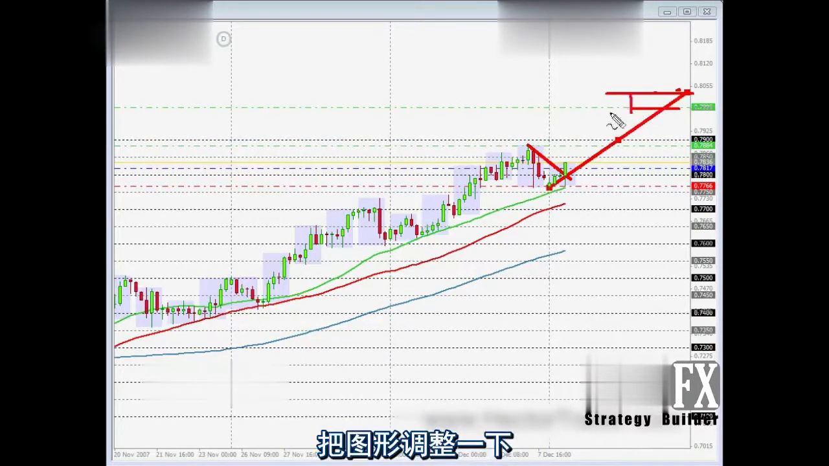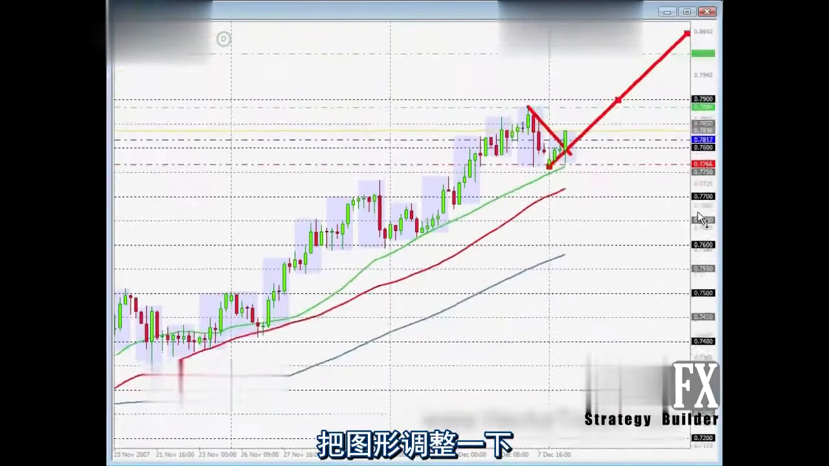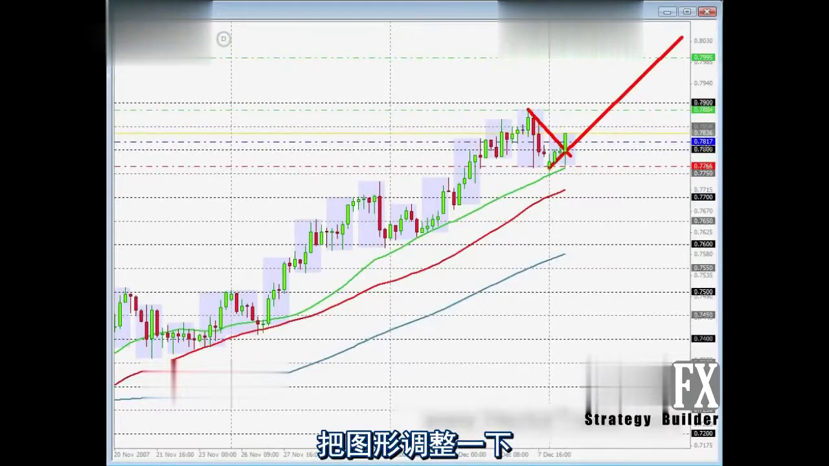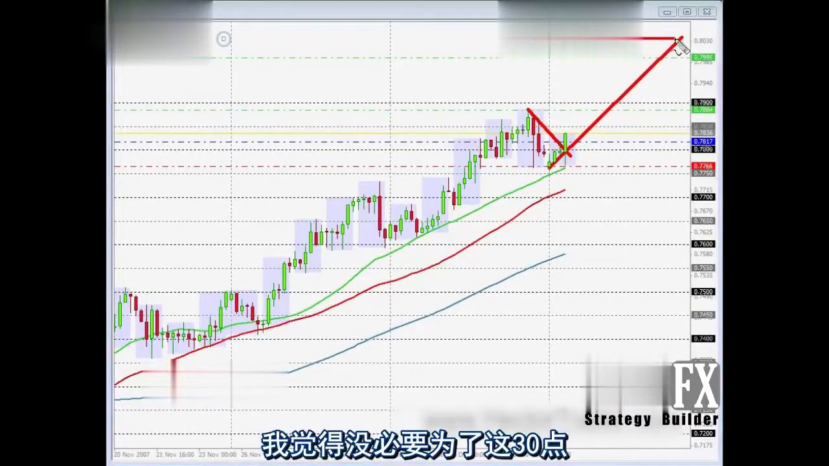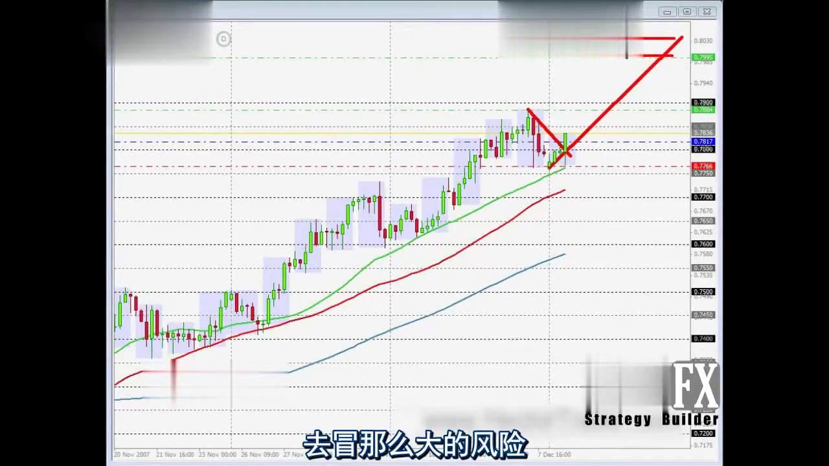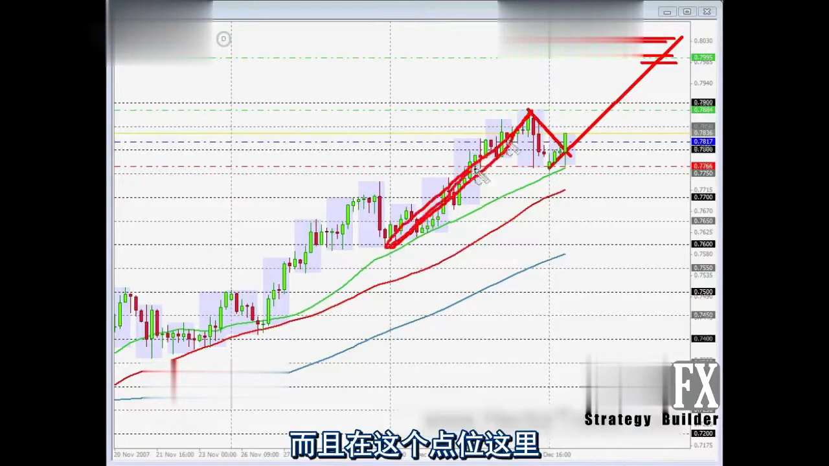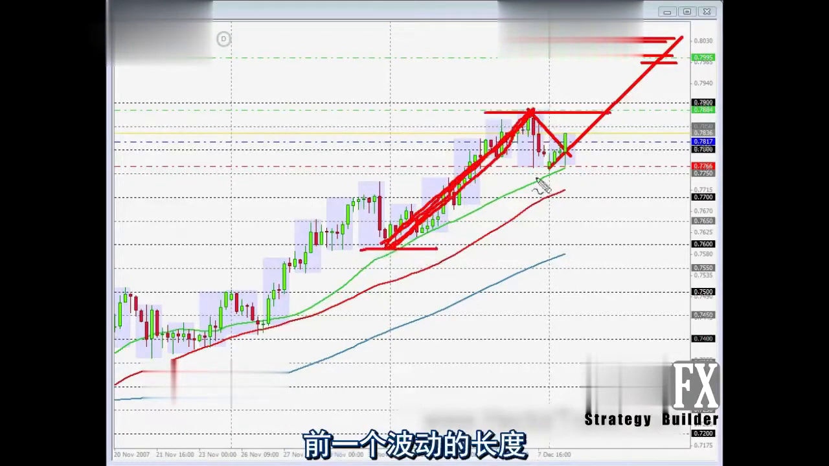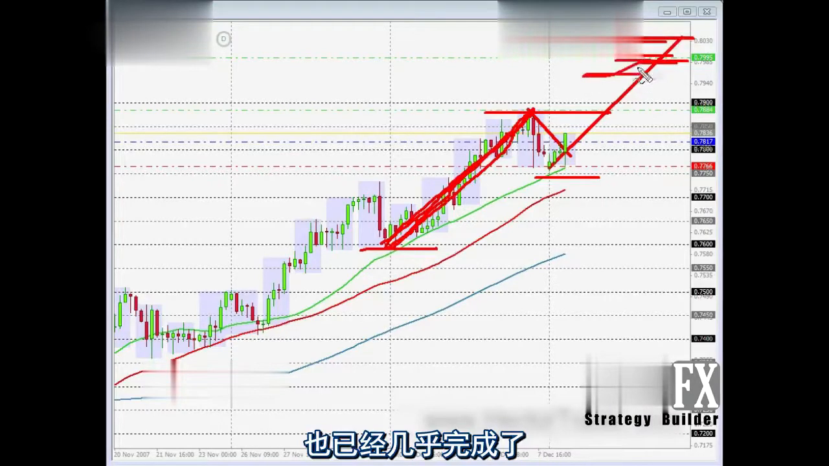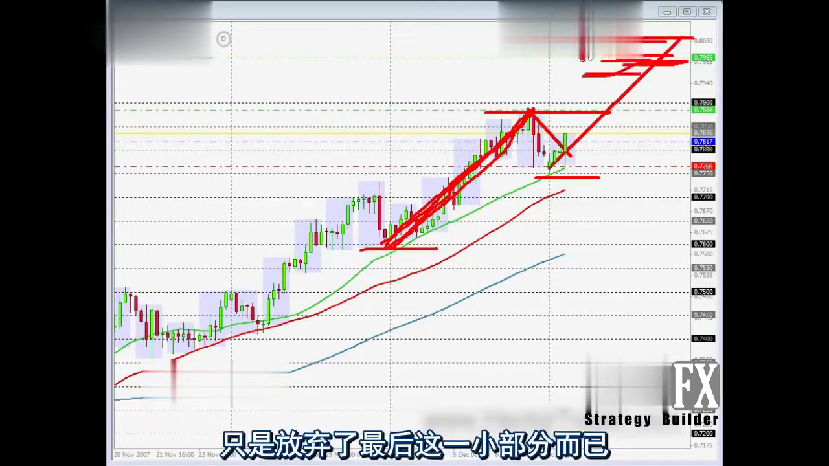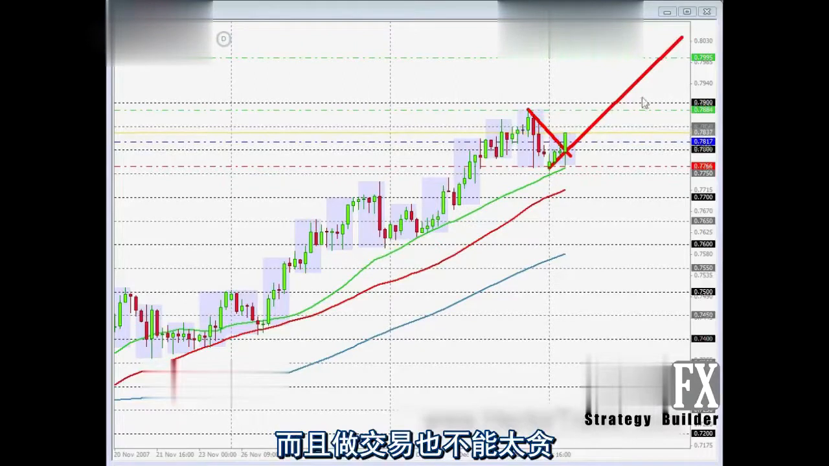In my opinion, it's not worth trying to squeeze. Actually, let me stretch out the chart a little bit so you can see that better. In my opinion, there is no point in trying to squeeze out these last 30 pips in this whole move. I'd rather be conservative with my targets and exit a little bit before that round number, the 0.8000. By that time, the previous swing distance from low to high, added to the tip of the retracement, would have almost been met. I'm just giving up a very small portion of that projection, and anyway, I don't see the point in being greedy.